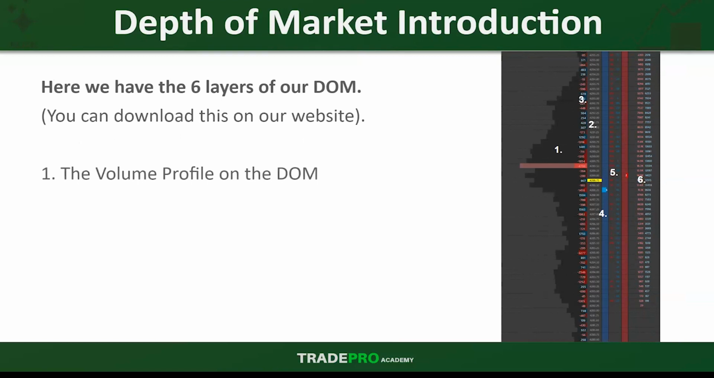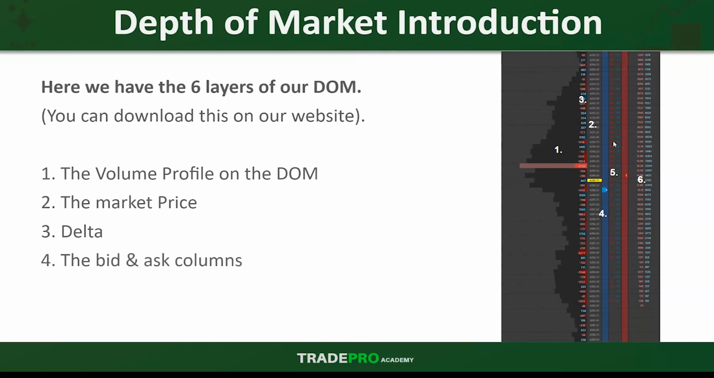Number 1 is going to be the volume profile. You can see the volume profile. This is the most obvious piece of this depth of market. Number 2 that we've marked is the price. This is maybe the most meaningless point of the DOM. We should know where price is actually sitting, but it doesn't really affect anything. Number 3 is delta. We're going to be going through all of these 6 layers individually. I'm just showing them to you right now. Number 4 is the bid and the ask column. So you've got blue bids, red ask or red offer.